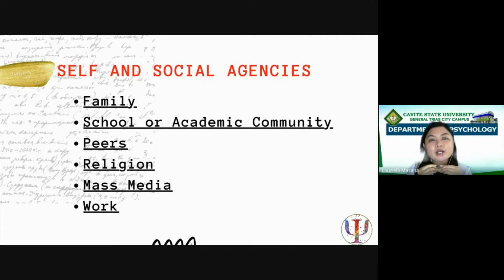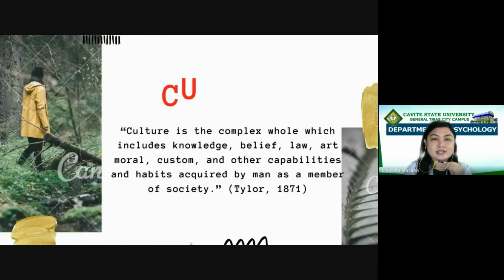And then, of course, work. Meron sa inyo, marami sa inyo working student. So, yung experiences mo sa trabaho, nahihirapan kang pagsabayan ang pag-aaral at pagtatrabaho, nakakatulong yan para ma-discover mo, ito pala yung personality ko, ito pala yung ako, ganito pala ako in a given situation. Okay? So, these are the social agencies that mold ourselves.